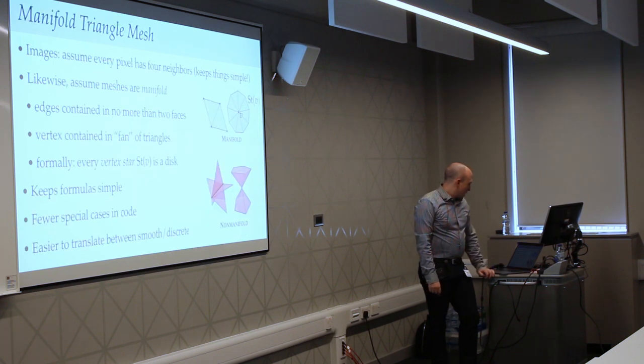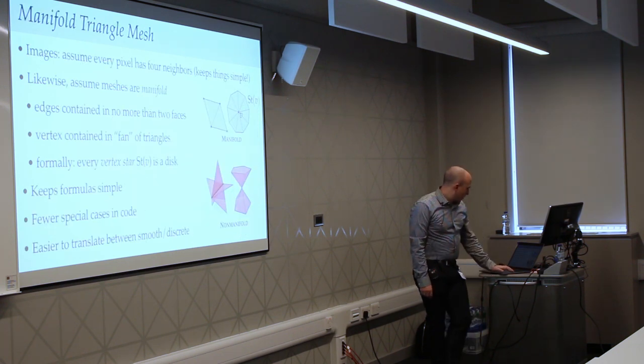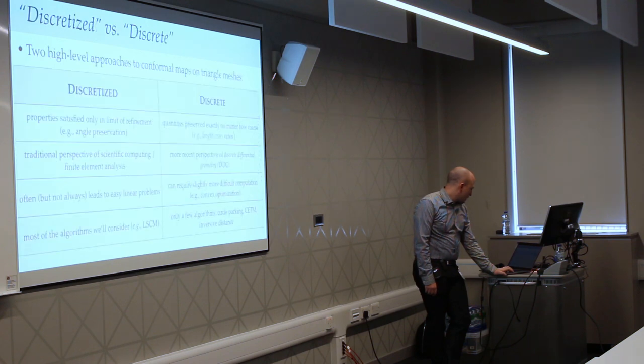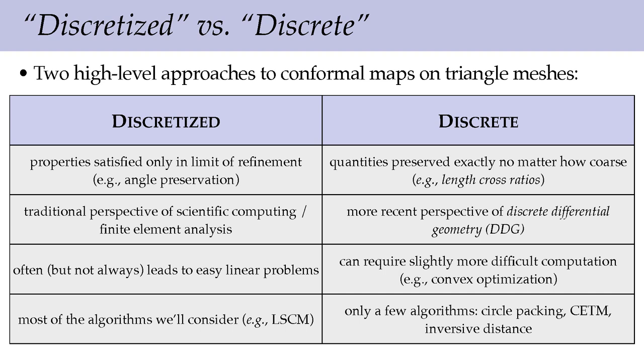Okay? And I can skip this. Manifold triangle meshes are nice, not critical to what I'm going to say. Piecewise linear functions, okay, some standard stuff. Here's the point I really want to get to, this story about how can I talk about the notion of conformal maps for something like a triangle mesh. And there are kind of two high-level viewpoints you could adopt here. Well, first of all, you have to realize, okay, angle preservation, that didn't work out, so I need to do something different. I have to think a little harder about this problem.